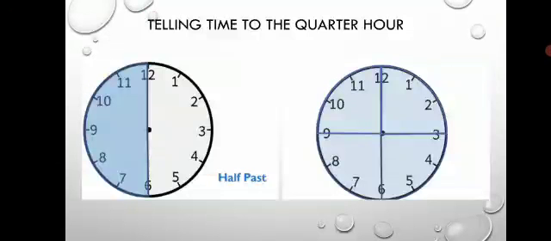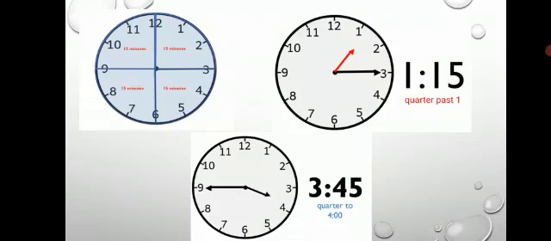Now children, let us learn telling the time to the quarter hour. Children, we know that when the minute hand is on 6, it is half past the hour. A clock can also be divided into 4 parts. Each part is called a quarter, as you can see in the second picture. Children, each quarter is 15 minutes.